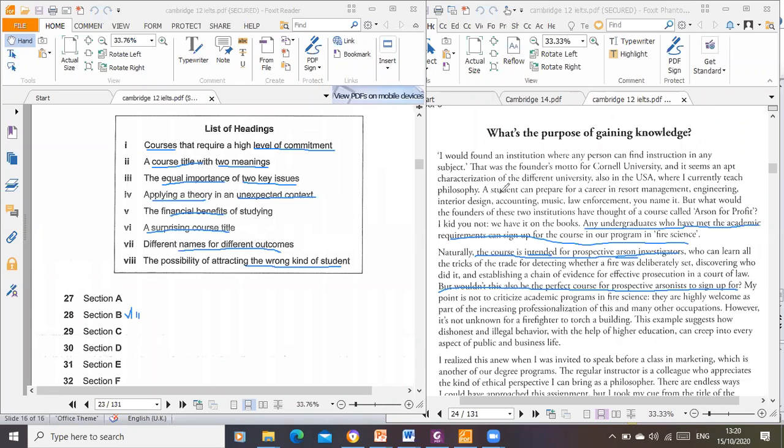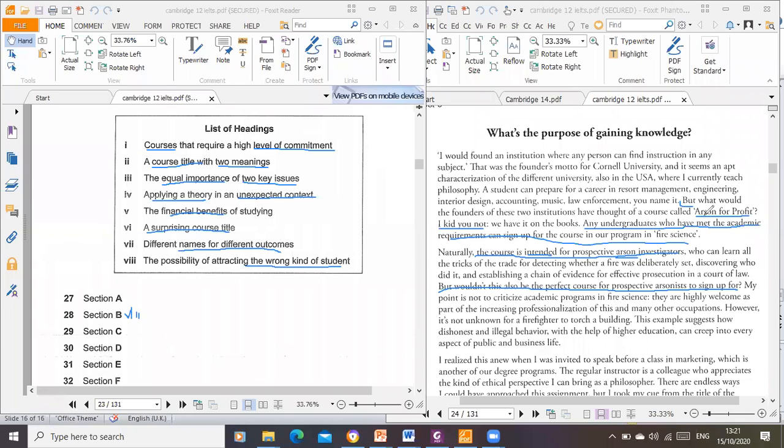The motto, what brought about the establishment of Cornell University. That is not what they are talking about now. So I'm now looking at what else is a focus sentence here. But don't forget that I didn't read here when I was reading. So I come here: but what would the founders of these two institutions have thought of a course called Hustling for Profit? I kid you not, we have it on the books.